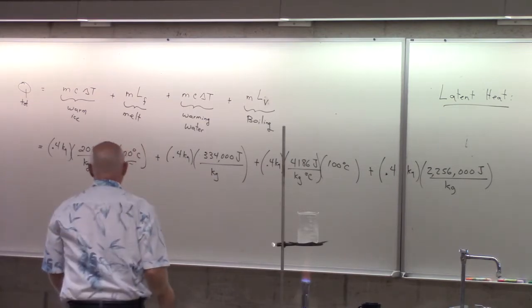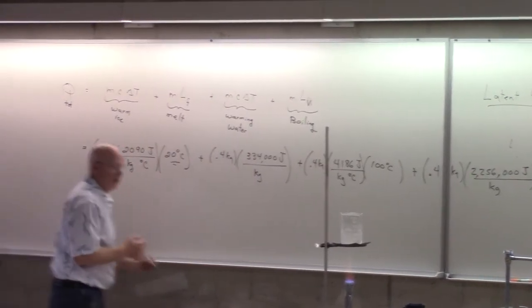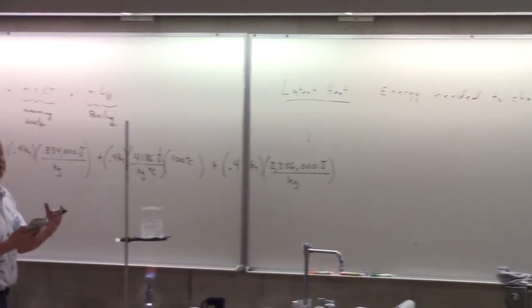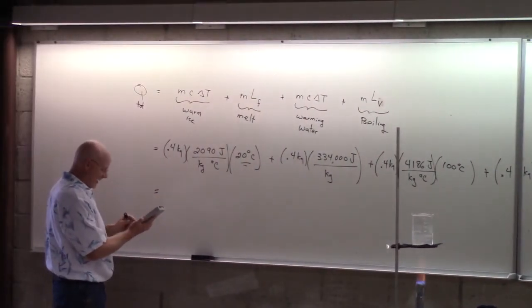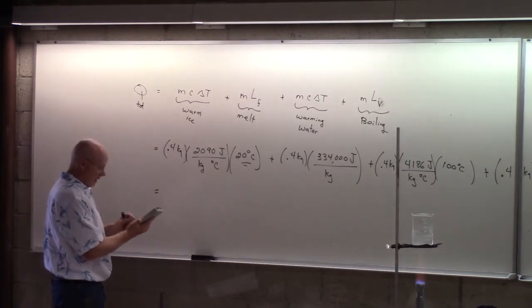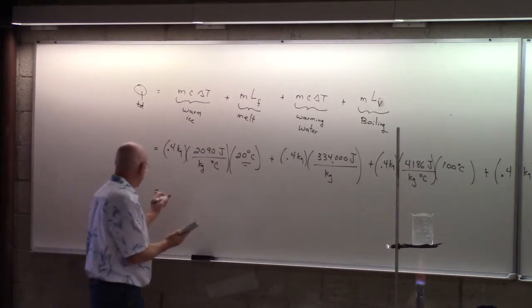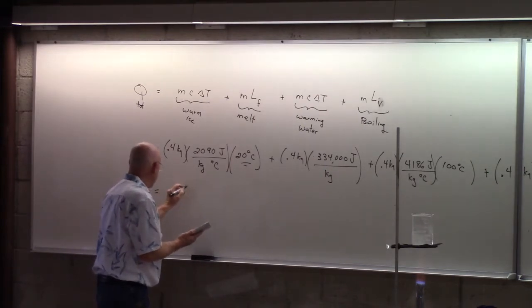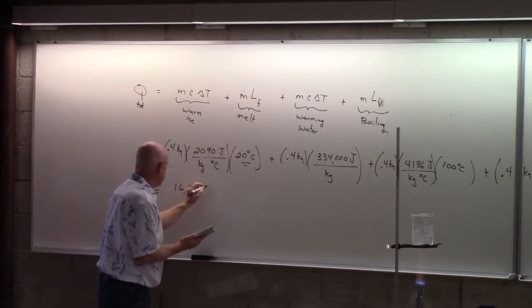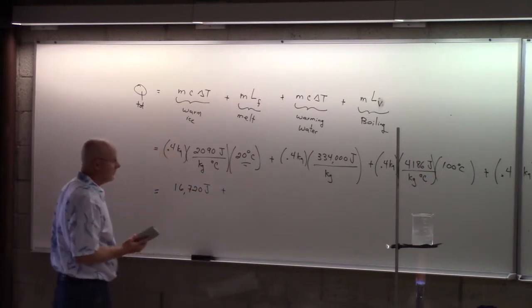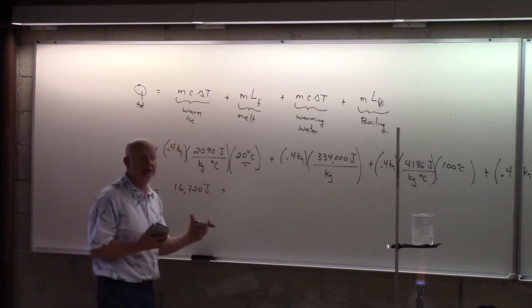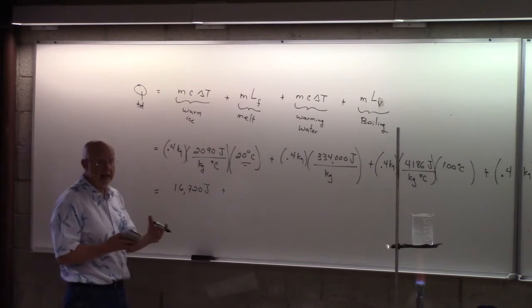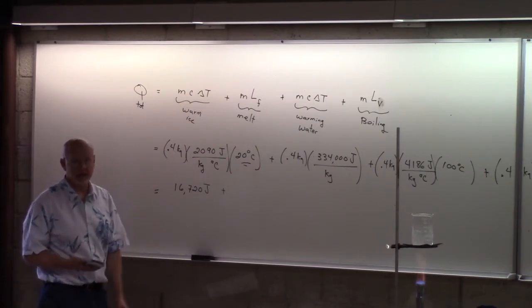So I wanted you to see each and every piece of the calculation and point out that even though the temperature doesn't change, we have to account for that energy. So this first one, 0.4 times 2090 times 20 is 16,720 joules. And I have a feeling that's going to be the smallest piece of all of this. In other words, the easiest part of this is just adding energy to the cold ice to warm it up.